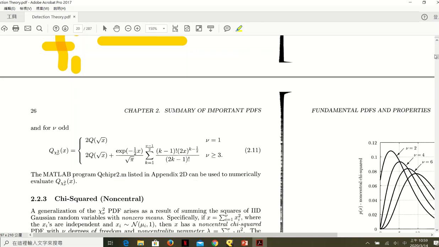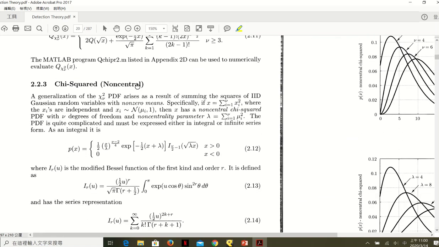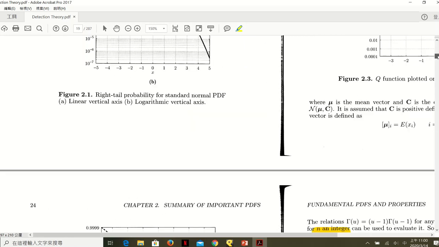All right, and then the next thing is chi-square for non-central. Let's see what's going on for this non-central. How come there will be one chi-square, as we discussed, and then we have this chi-square with the additional description for non-central. Okay, let's take a look.